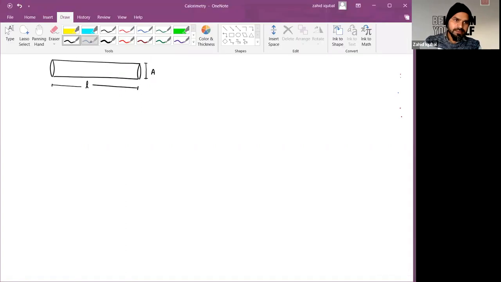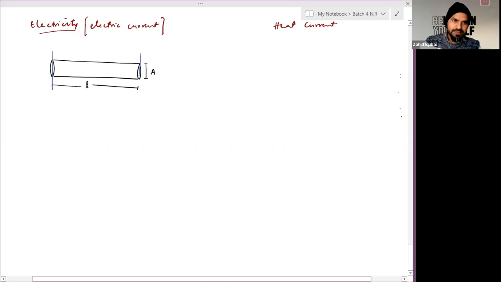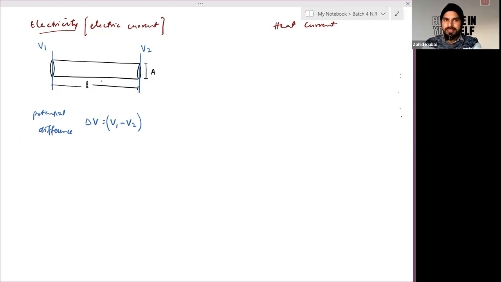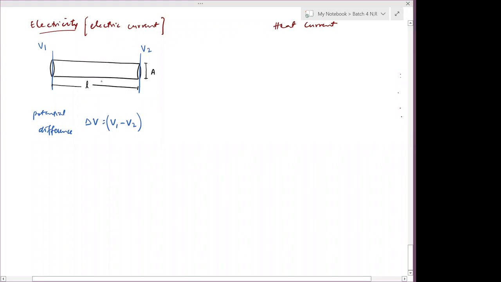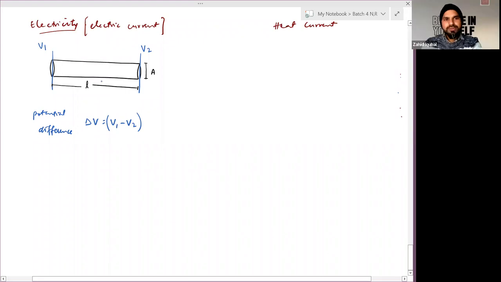But now, if you apply some source, let's say voltage V1 at this end and voltage V2 at the other end, there is some potential difference across its ends, V1 minus V2, that will be capable of flowing charge from higher potential to lower potential, and hence current will flow from one end to the other end. Is it clear? Yes, sir.